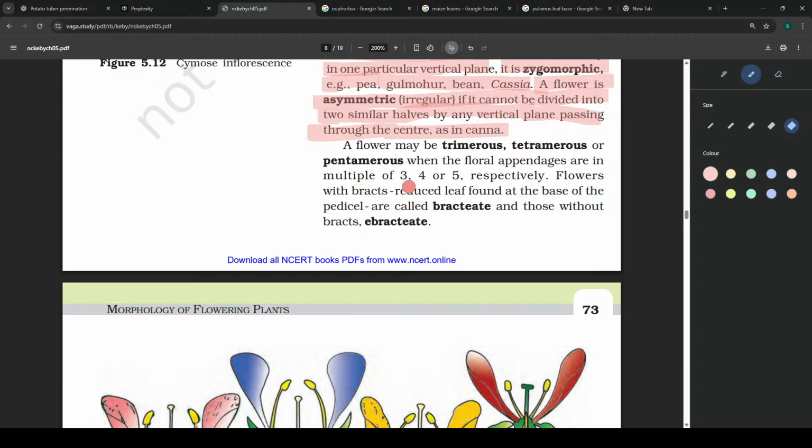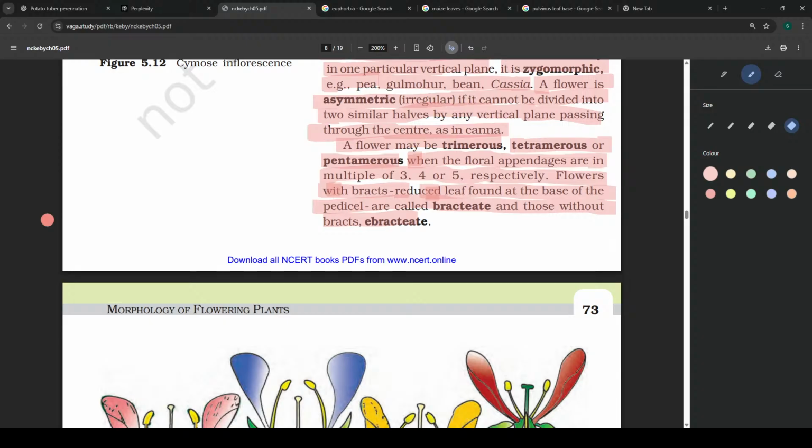Now let's go to the number of petals. A flower may have trimerous, tetramerous, or pentamerous, that is three petals, four petals, or five petals, and the floral appendages are in multiples of 3, 4, 5 respectively. Flowers with bracts, reduced leaves found at the base of the pedicel, are called bracteate, and those without bracts are called ebracteate.